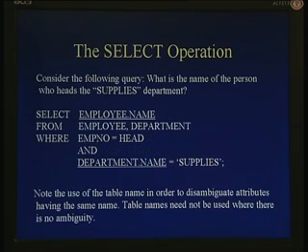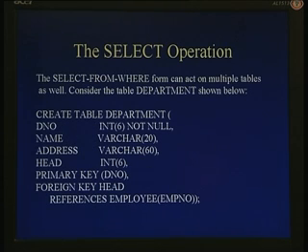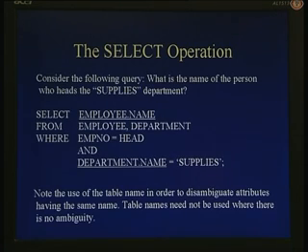Consider the following query. What is the name of the person who heads the supply department? If you look back at the definition of department, we have seen that the department contains department name, address and head, which is the employee number. It does not contain the employee name. But the query here requires the name of the person who heads the supplies department. So the name of the department is supplies, and we require the name of the person.